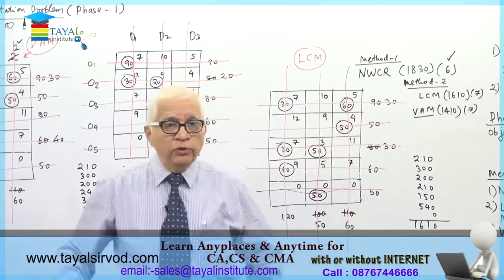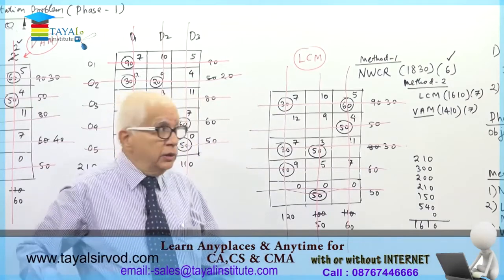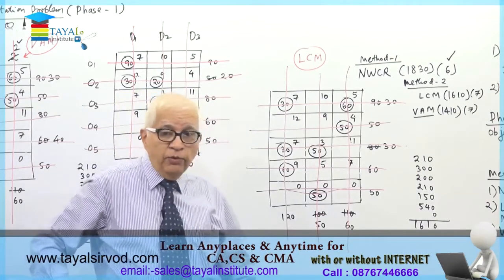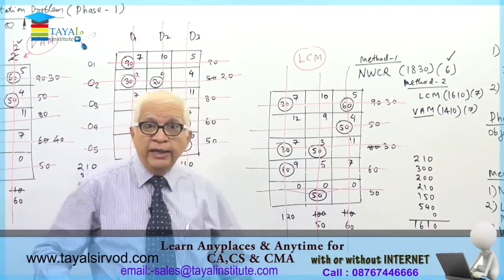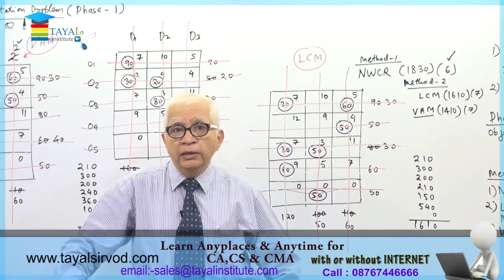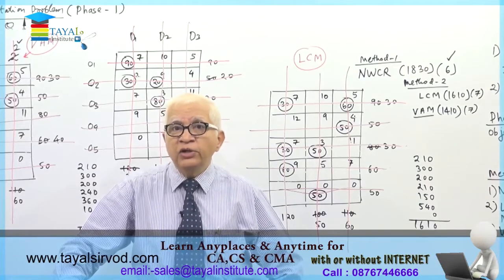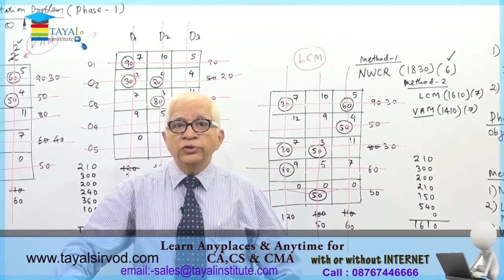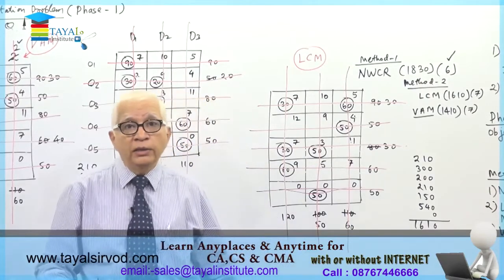The cost of NWCR was 1830. The cost obtained by LCM was 1610, and the cost obtained by VAM was 1410. The most efficient of the solutions obtained is 1410. This is the best solution out of the 3 methods, because our objective is what? Minimize the cost. We have already got a better solution using VAM. Okay. So now this is the end of phase 1.